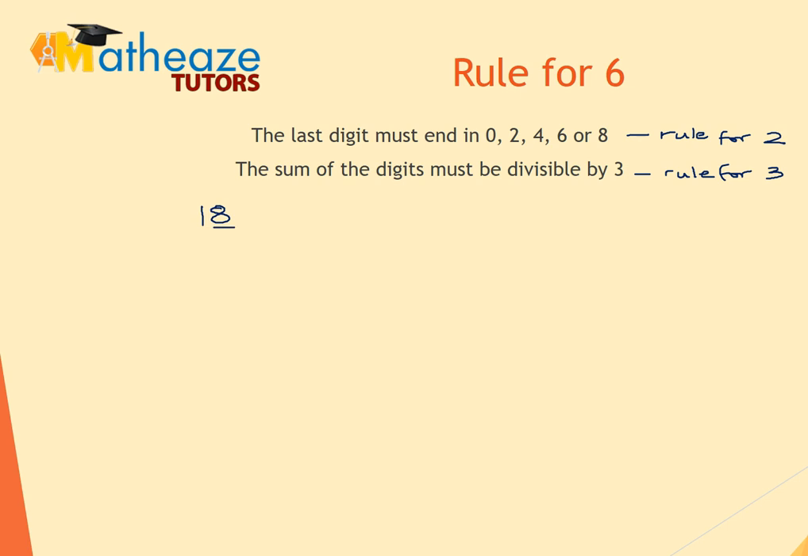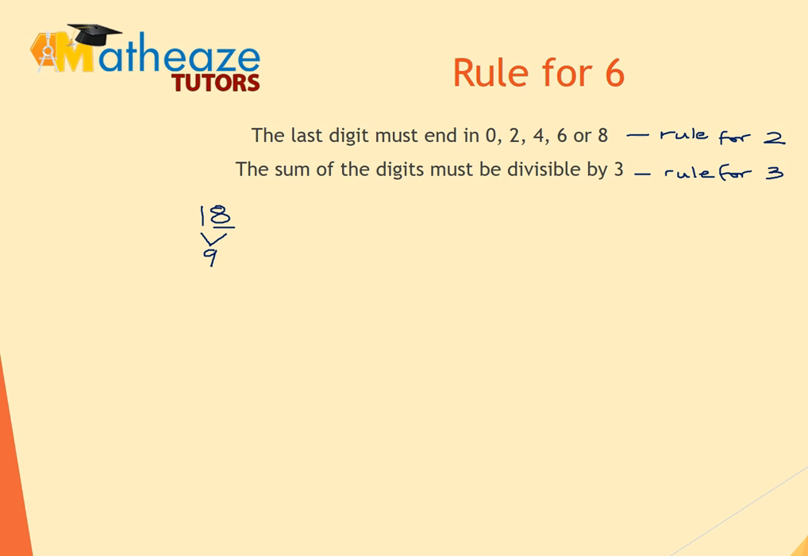Let's look at a number like 18. 18 is an even number, because it ends with an 8. But then also the sum of 1 and 8 is 9, which is divisible by 3. So 18 has 6 as one of its factors.